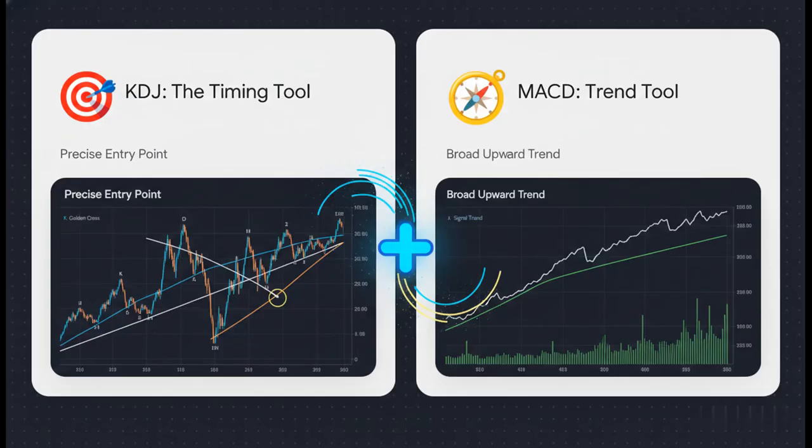And this brings us to a really crucial point. KDJ works best when you pair it with another, less sensitive indicator like the MACD. Think of it this way. KDJ is your timing tool. It's like the sprinter that helps you pinpoint the exact moment to get in or get out. The MACD is your trend tool. It's the marathon runner that confirms whether the overall, bigger picture trend even supports your trade in the first place.